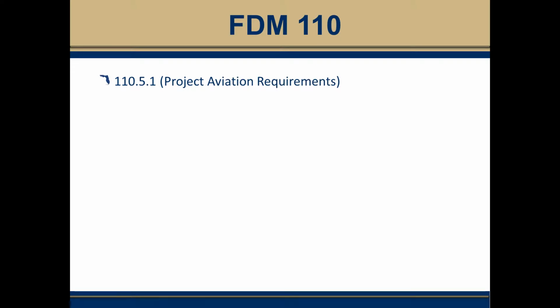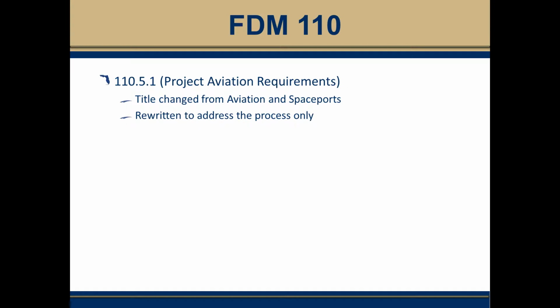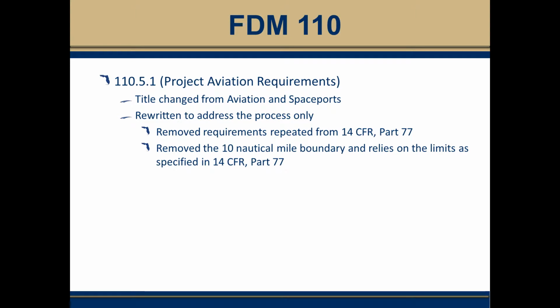110.5.1 Project Aviation Requirements. The title changed from Aviation and Spaceports to Project Aviation Requirements. It has also been rewritten to address the process only. We removed requirements that were repeated in 14 CFR Part 77 to avoid conflicts and to require the engineer to go directly to the Code of Federal Regulations. We also removed the 10 nautical mile boundary, and we rely on the limits as specified directly in the CFR. The EOR must completely follow the requirements of 14 CFR Part 77 and include the documentation as described in this section.